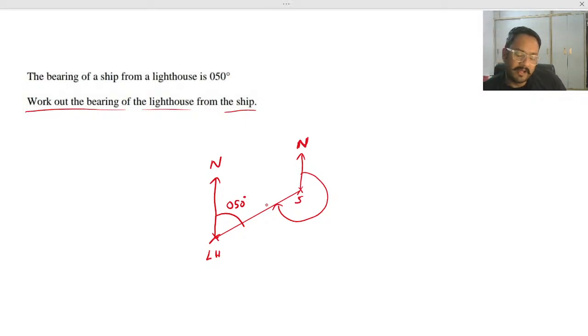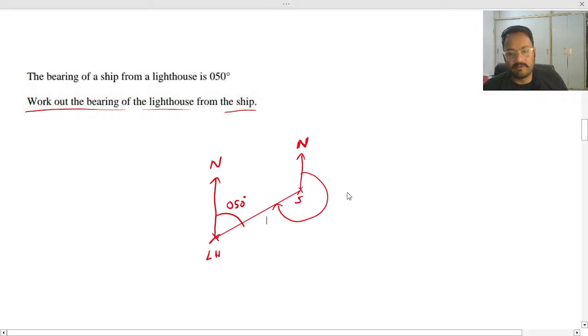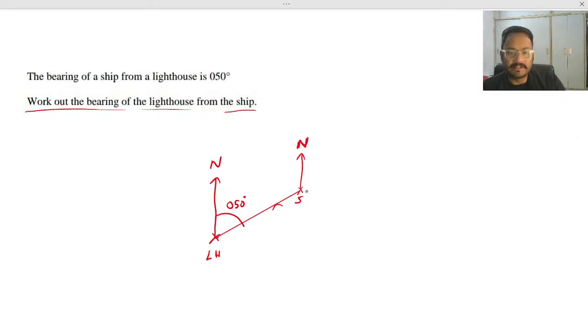310 is wrong. I need to tell you that 310 is wrong. There is a reason behind this. Why it is wrong, I will tell you. 230 is the correct answer. Let's see how.